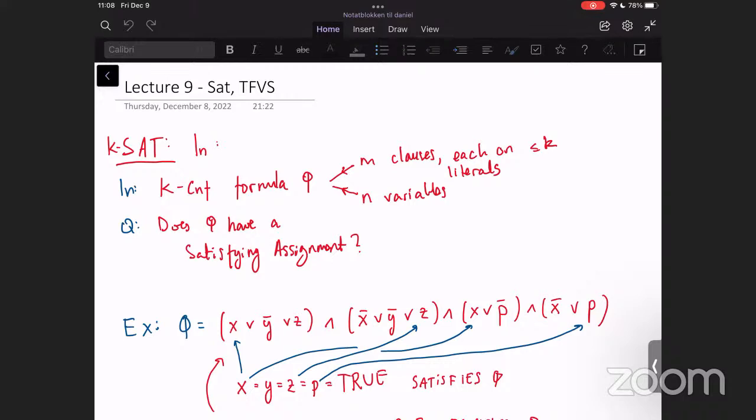It's an engaged crowd. So what we're going to be talking about today is the connection between exact and parameterized algorithms for the satisfiability problem. And then we'll do, if there's time, a cute approximation algorithm for tournament feedback vertex set.